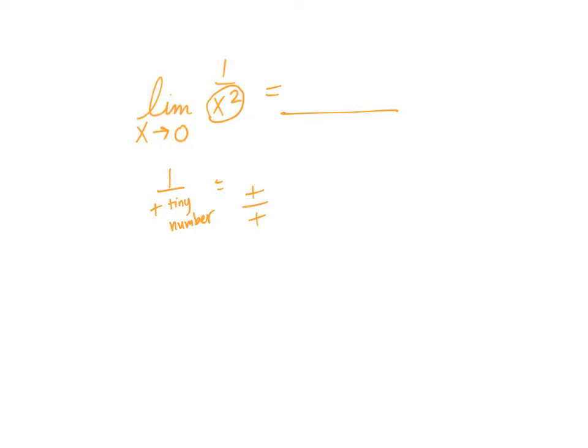over positive, which means if I'm coming in from the left, this thing's increasing to positive infinity. If I'm coming in from the right, also increasing to positive infinity. It doesn't matter whether I sub in a positive or a negative number. This thing is always positive. X squared is always positive, which means this thing goes to positive infinity from both sides. So we can say the limit is infinity.